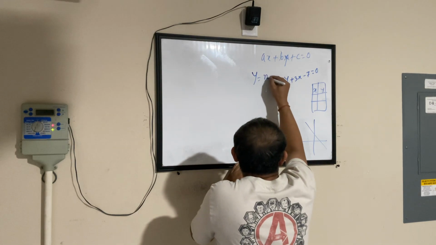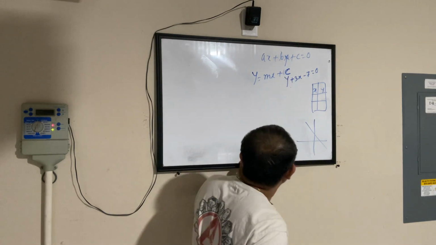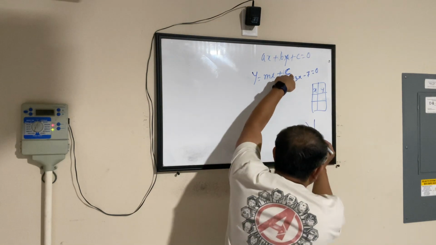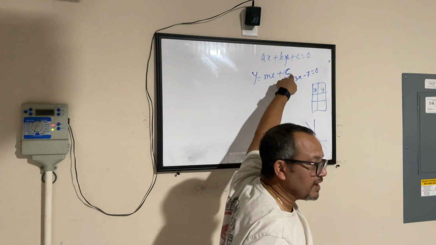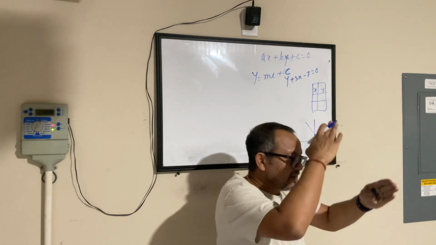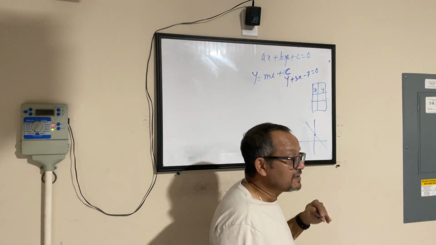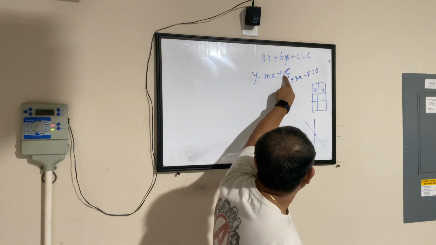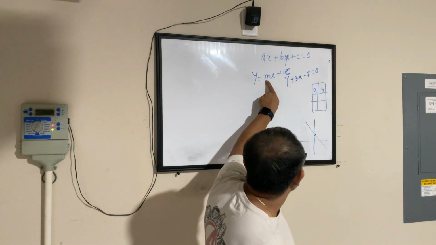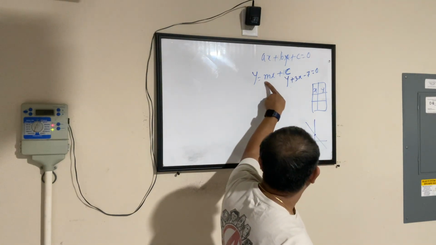Y-intercept form is nothing but y equal to mx plus c, where c is the intercept, meaning c is the point where it crosses the y-axis. That's why it's called y-intercept form, meaning where it is intercepting the y-axis, where it is cutting the y-axis, where it is meeting the y-axis. And then this m is nothing but the slope. Is the slope less, more, positive, negative? That is what m is.